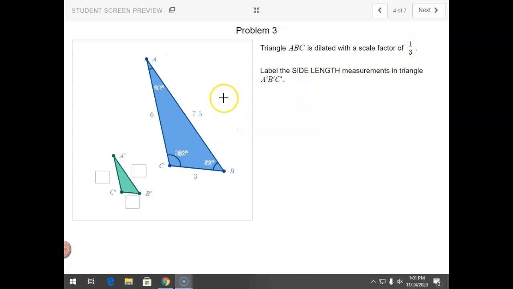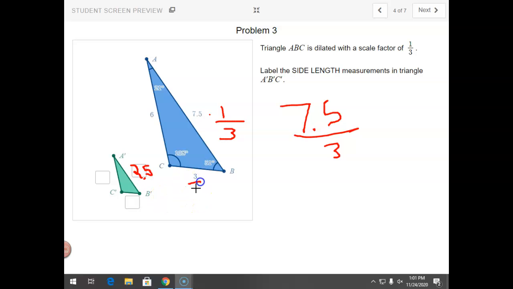All right, we have a dilation of 3, and they're asking to make this side length smaller. So that means a scale factor of 1/3. You can either multiply each side length by 1/3, or divide. 7.5 divided by 3 gives you 2.5. So 2.5 would go there. Over here, I divide 3 by 3, which is 1. And then here, 6 by 3, which is 2. So remember, when you have a number less than 1, your numbers should be getting smaller than the original side lengths. Hopefully that makes sense when we do that problem.